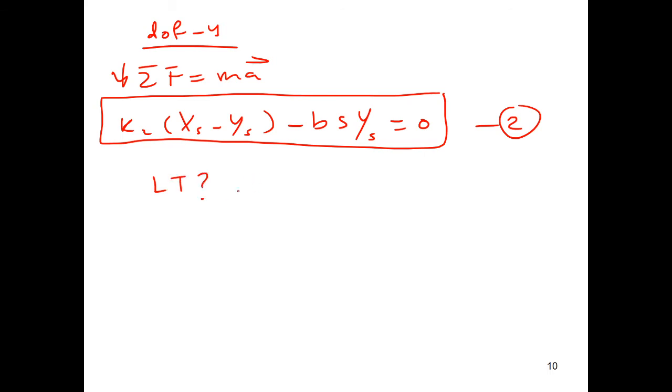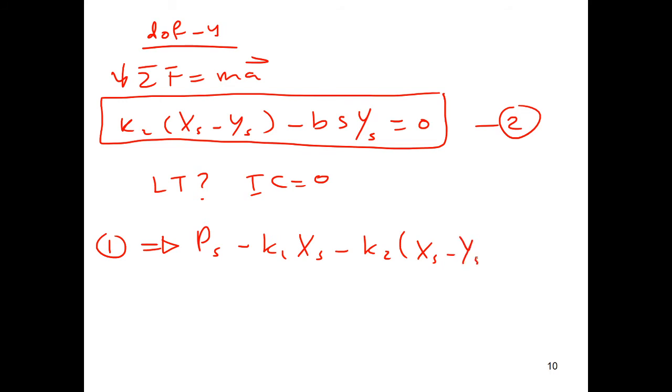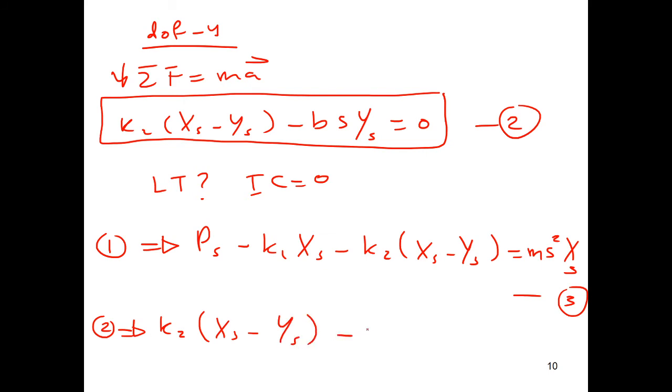Take the Laplace transform of the equations of motion, assuming 0 initial conditions. So from 1, we will have P(s) minus K1 X(s) minus K2 (X(s) minus Y(s)) equal to m s squared X(s), right? Yes. And let's call this equation number 3. Now from 2, take the Laplace transform. It's going to be K2 (X(s) minus Y(s)) minus, oops, what did we do? Sorry about that. This is not the equation of motion. I know you noticed this. Sorry about this. We took the Laplace transform directly because we continued from the last step.